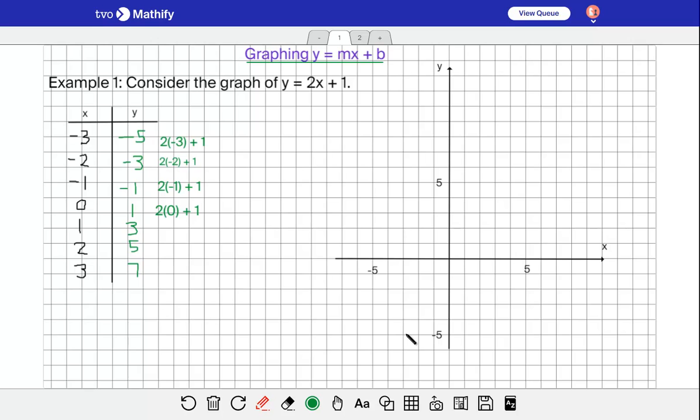So -3, -5. So we put a dot there. -2, -3, so left 2, down 3. Left 1, down 1 for the -1, -1 point. So a point right there. And then 0, 1 would be here. 1, 3, so over 1, up 3. And then 2, 5, and then 3, 7. And we can draw our line. If we draw a line through those, that's what y equals 2x plus 1 looks like.